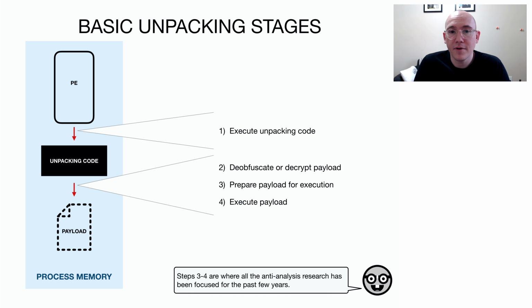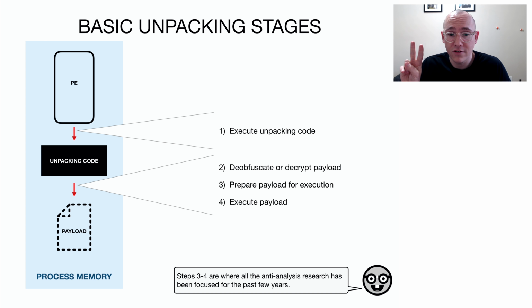So when we talk about unpacking, this is the way that the packer itself does the unpacking. So this is not how you attack it. This is just how they actually operate. So the first stage is you have to execute the unpacking code. Like I said, sometimes that's actually part of the stub itself, and sometimes it's multiple stages later. Then the unpacking code will deobfuscate or decrypt the payload itself. They'll prepare that payload for injection into memory and execution, and then they'll actually execute it.